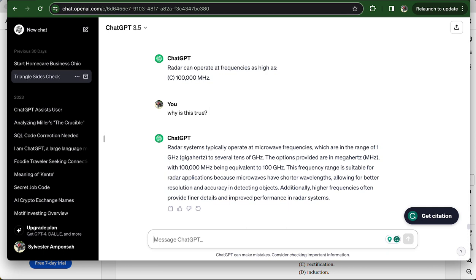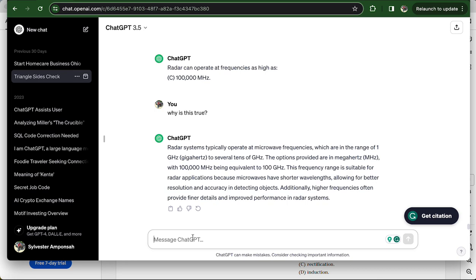And then likewise, it tells you that radar systems typically operate at microwave frequencies, which are in the range of 1 gigahertz to several tens of gigahertz. The options provided are in megahertz, so with 100,000 megahertz being equivalent to 100 gigahertz, this frequency range is suitable for radar applications. Because microwaves have shorter wavelengths, allowing for better resolution and accuracy in detecting objects. Additionally, higher frequencies often provide finer details and improved performance in radar systems.